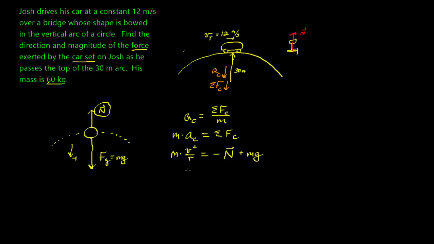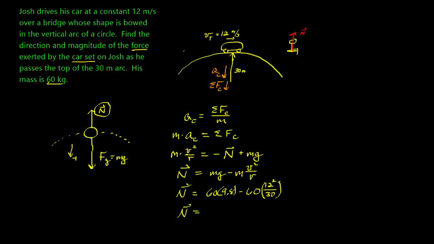And what I'm going to do is move the N over. So I get the normal force is equal to the force of gravity minus mv squared over r. All right, so the normal force is going to be the mass, which is 60, times 9.8, minus 60, times the velocity, which was 12 squared, divided by the radius, 30. So what you can see is that this is his weight. If he were just standing still, the normal would be equal to the weight, but we're actually subtracting away from it.